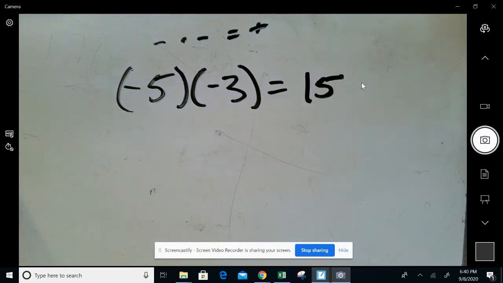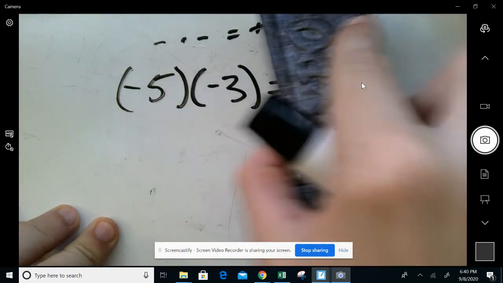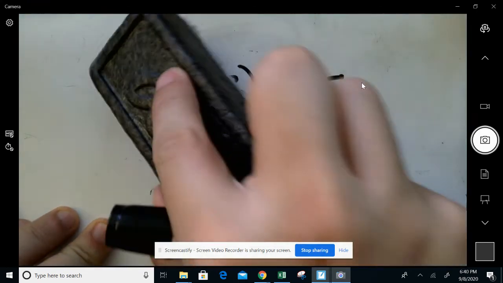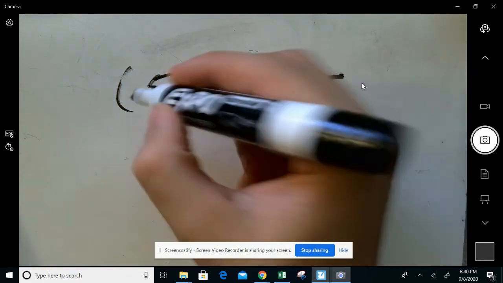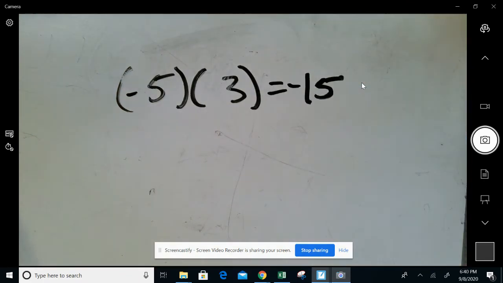And just remember, same sign. So they both have the same sign, so it's going to end up being positive. If they both have the same sign, it's going to end up being positive. If they have different signs, it's going to end up being negative. All right?